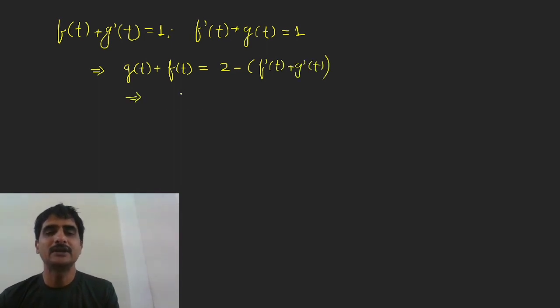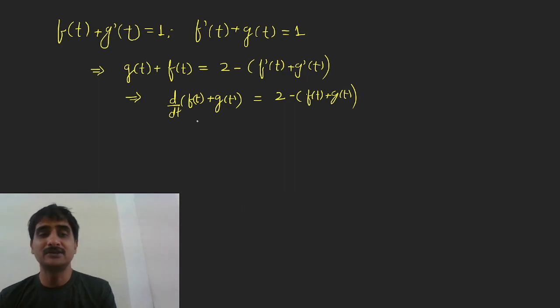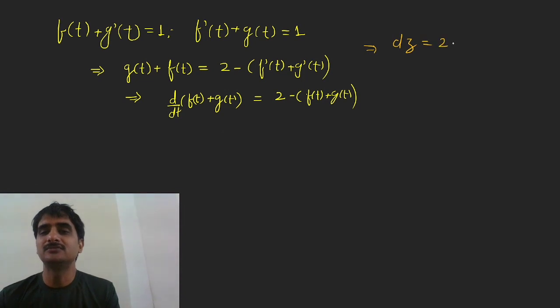Okay, so what does that mean? So I brought it over here. So see what happened, this becomes d/dt of f(t) + g(t). Okay, we know differentiation gets distributed over addition and subtraction, and this is equal to 2 minus (f(t) + g(t)). Now if I assume f(t) + g(t) to be some new variable z, so this situation is dz/dt = 2 minus z.